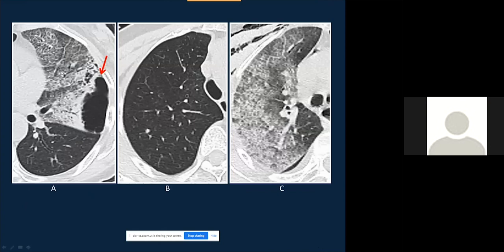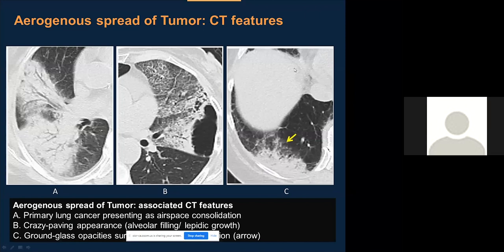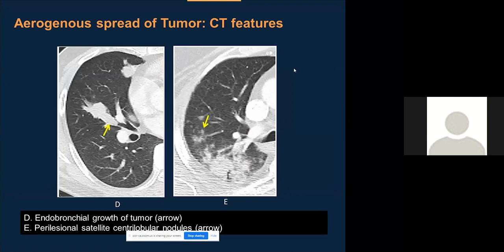So here on the left, as you can see, is the right lung. There was a cancer in the right lung. And in the left lung, here in the center, image B, you can see that there was nothing in the contralateral lung. However, 3 months later, after resection of the right lung tumor, the disease progressed. And once again, as airspace disease, not as a solid nodule. Okay, so I think I can cut short here the different features of aerogenous spread.